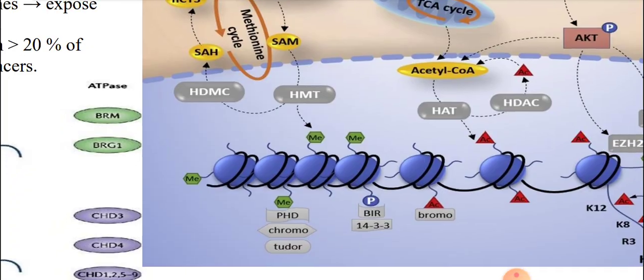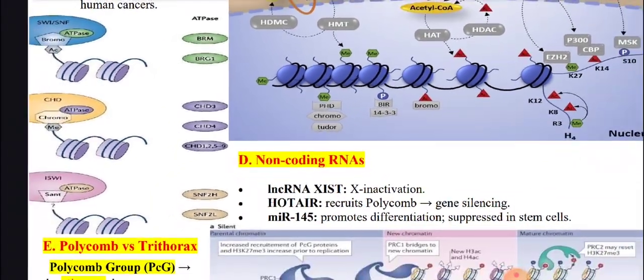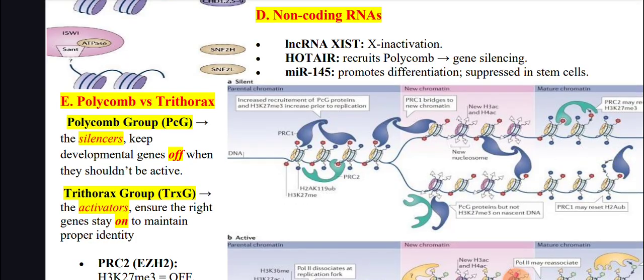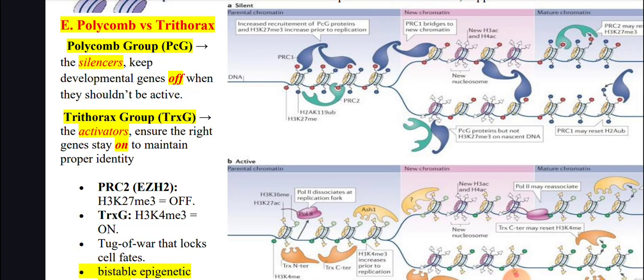The polycomb group proteins, PCG, are the master silencers. Their main job is to maintain the repression of developmental genes in differentiated cells, ensuring they stay off when they shouldn't be active. For instance, keeping Hox genes that specify leg turned off in a brain cell.